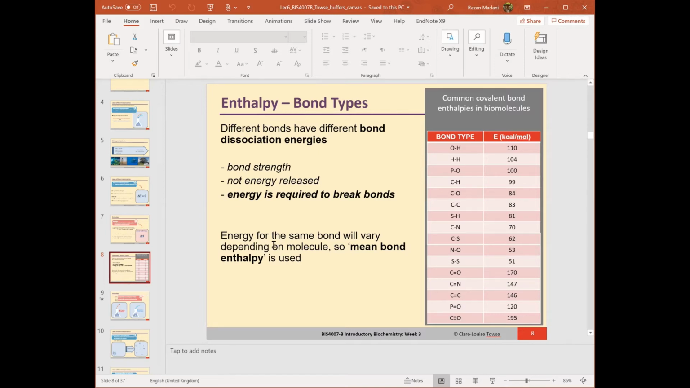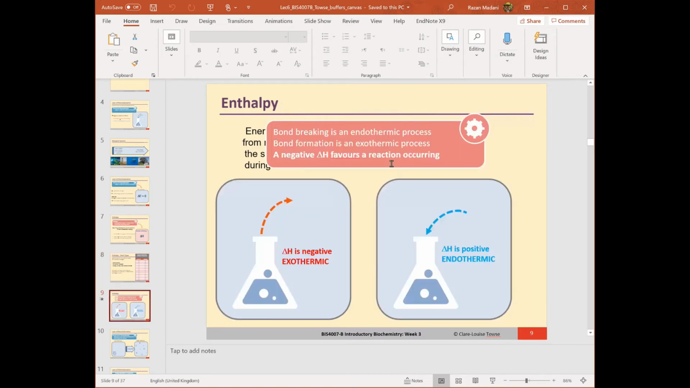So the energy for the same bond will vary depending on the molecule, so mean bond enthalpy is used. For example, OH could be in water, but it could also be in an alcohol, right? So it will vary. That's why these numbers are not exact. There will be questions where they give you their own bond energies, so these are not constant numbers. They will change sometimes. Yeah, I've got that all down. Okay, one second. I want to move this one.